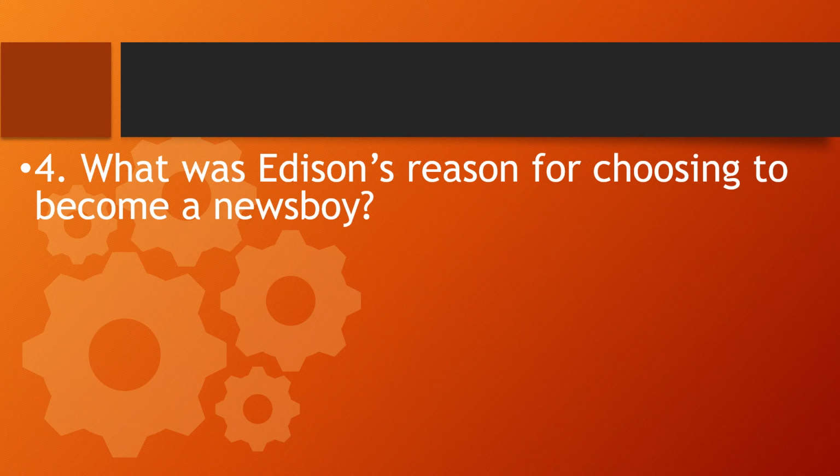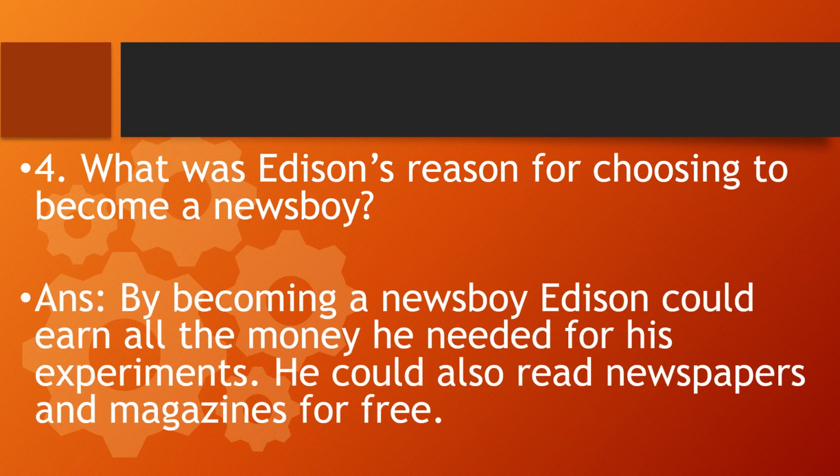So when we write the answer, the sentence would be, by becoming a newsboy, Edison could earn all the money he needed for his experiments. He could also read newspapers and magazines for free. So go ahead and write this down in your CW.